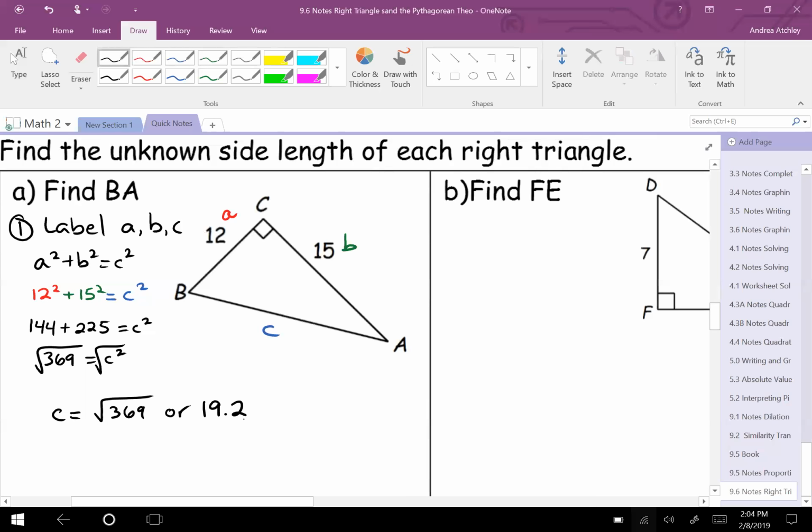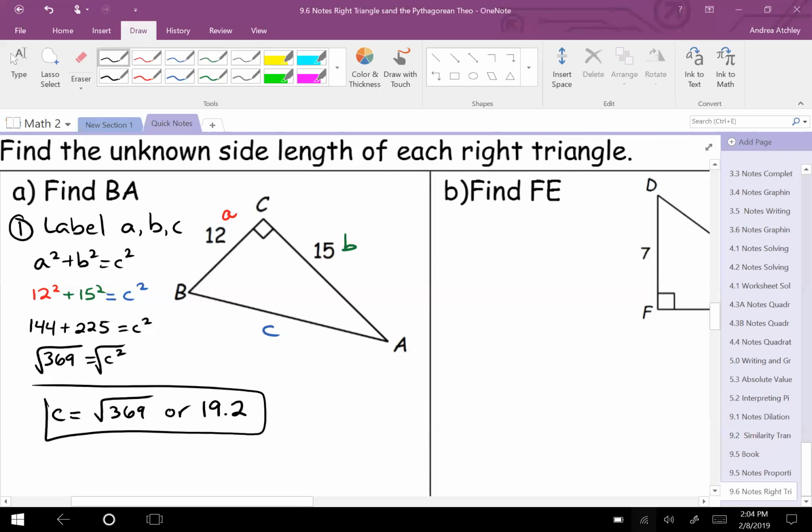Now again, when we take the square root of a number, we usually have a positive and a negative. But in this case, we're dealing with a length. So I can't have a negative length. I can't have the negative 19.2 length of that side. Okay. So that's why we just leave it as the positive. Any questions over that?